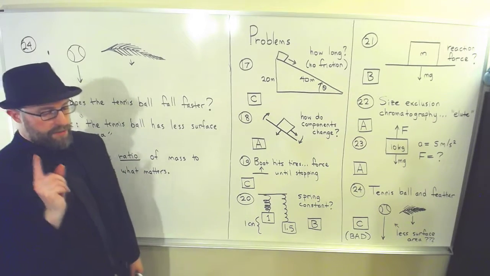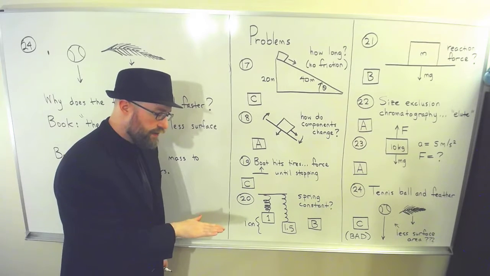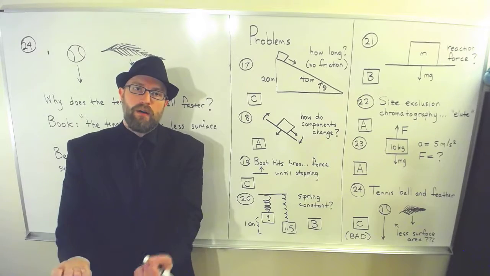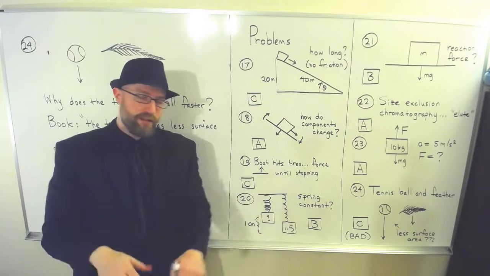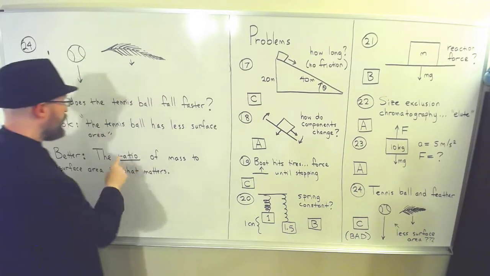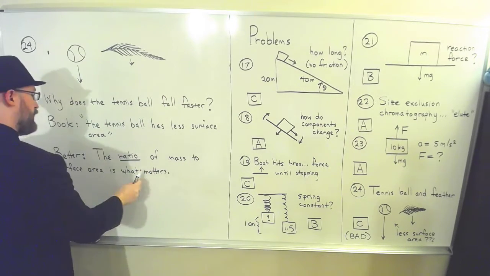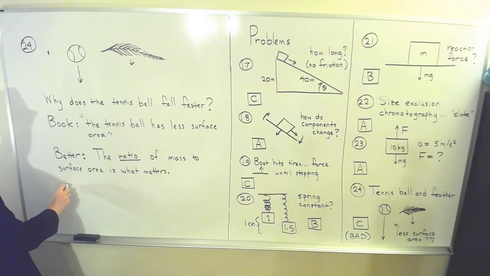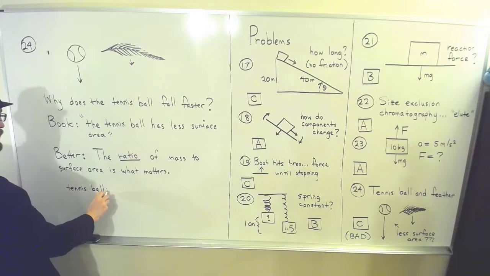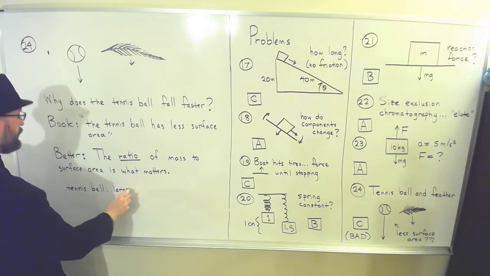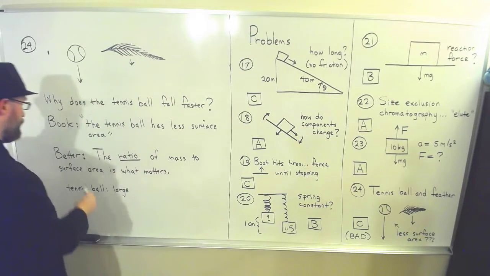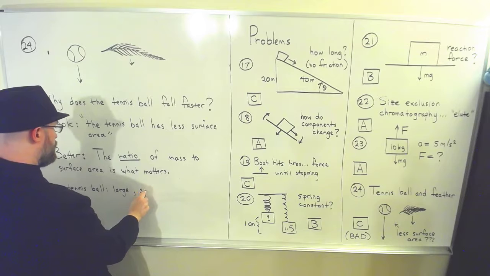So it's not that a large surface area always implies a small downward acceleration. I mean, you could drop a barbell and it would accelerate down quickly, even though it has a big surface area. It's the comparison, the ratio between the mass and the surface area, that matters. For the tennis ball, it's a large ratio of mass to surface area, meaning the mass is relatively large and the surface area is relatively small. Large ratio, so you get large acceleration.